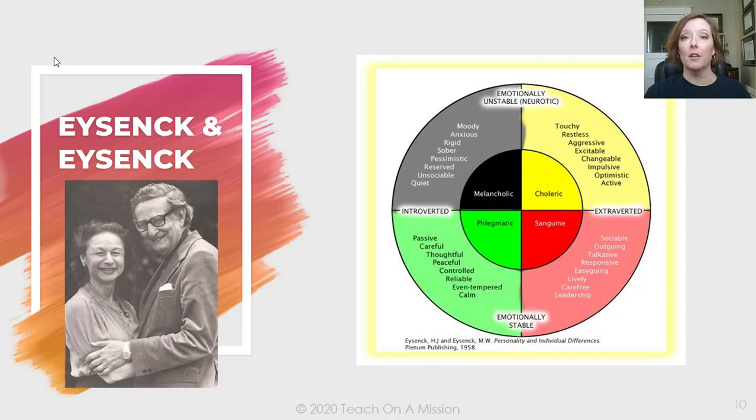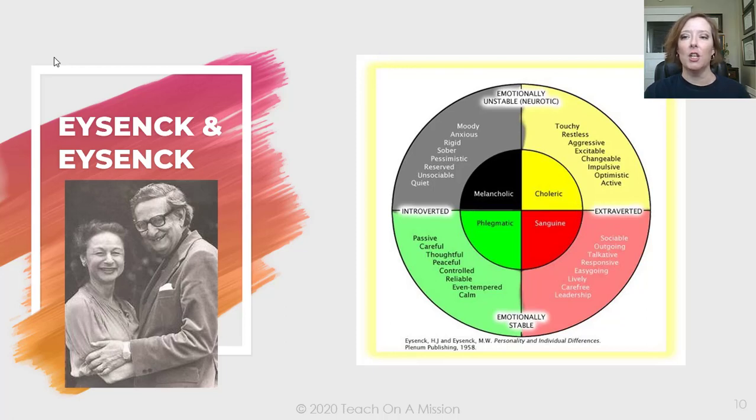If you look at the graphic to the right of your screen, you will see that in between the poles of the two factors, whether it's introversion, extroversion, or emotionally unstable, stable, you have these dimensions. There's choleric, sanguine, phlegmatic, and melancholic. So if someone is emotionally unstable but extroverted, they would display these types of choleric behaviors or personality traits.